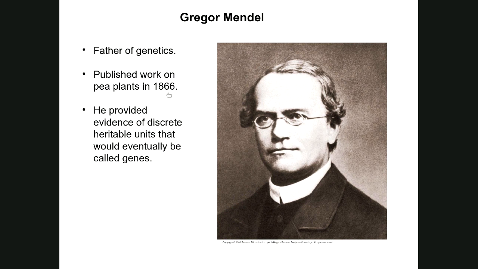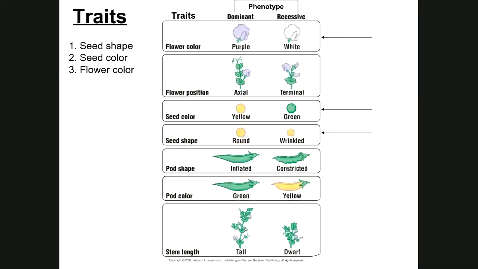Mendel published his findings in 1866, and he provided evidence of discrete heritable units that would eventually be called genes. These discrete heritable units and the term genes came about well before DNA was finally and conclusively proven to be the compound that contained genetic information. Terms such as genes, genotypes, and alleles were coined by the beginning of the 1900s. They just didn't know what compound to attach those to until later.